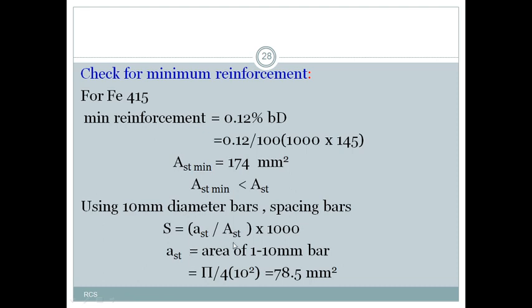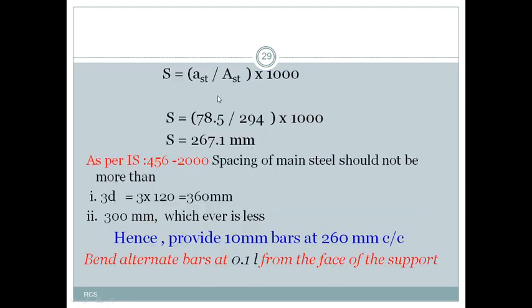Small AST is the area of one 10 mm bar. Capital AST is the area provided. And 1000 is the 1 meter width of the slab. From that we can calculate the spacing. So spacing S equal to small AST by capital AST into 1000. Small AST is 78.5 for 10 mm diameter, and 294 is the provided area of steel, multiplied by 1000, we get a spacing of 267.1 mm.